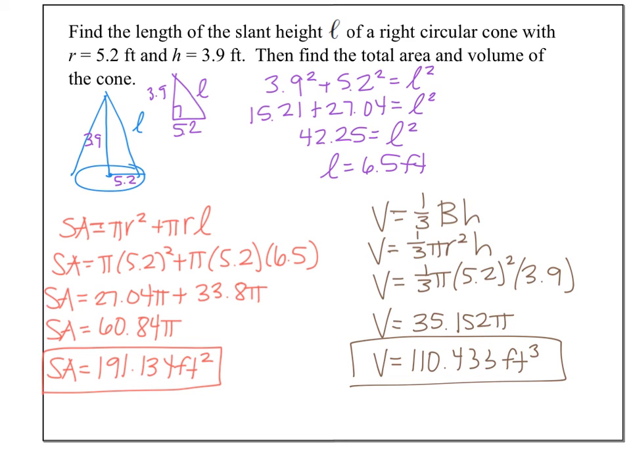Now, it's okay that our volume is smaller than our surface area. That's fine. The surface area is going all the way on the outside and covering the bottom, whereas the volume is just what it can contain on the inside.